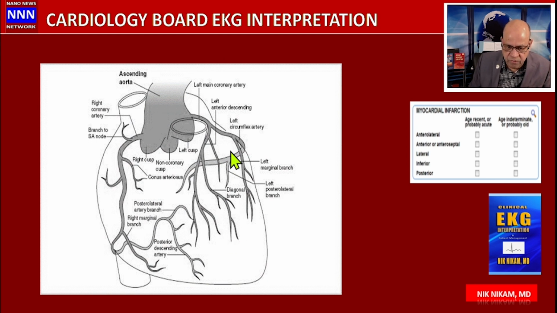In addition to that, the circumflex marginals also supply the posterior wall of the left ventricle, and it can also be supplied by the posterolateral branch of the right coronary artery. So the posterior infarction can be related to occlusion of the distal right coronary artery, in which case we can see an inferior myocardial infarction and also a posterior wall involvement, or it could be from the circumflex distal branches which supply the posterior wall of the ventricle and also the inferior wall in about 15% of the patients.